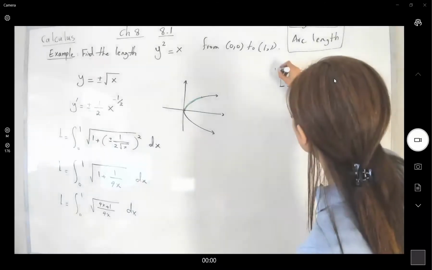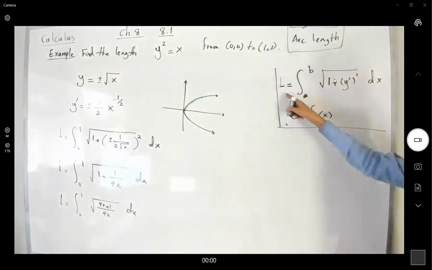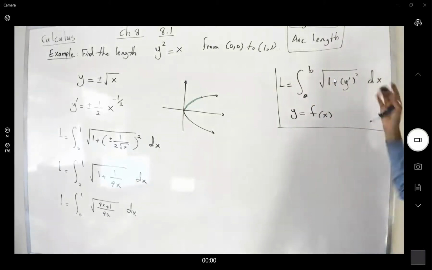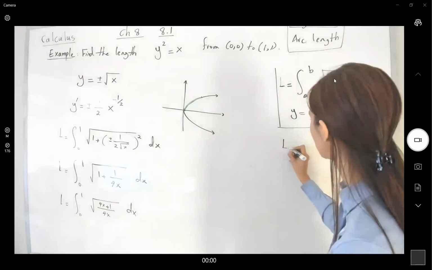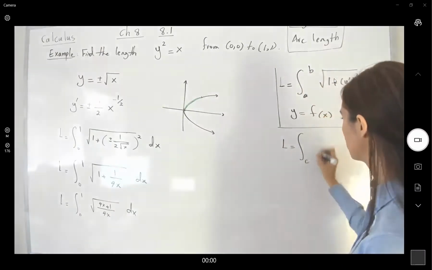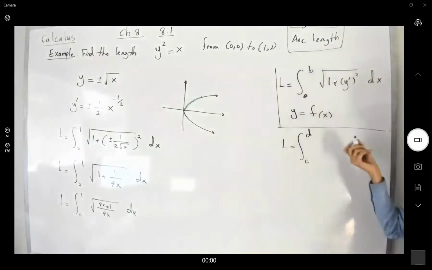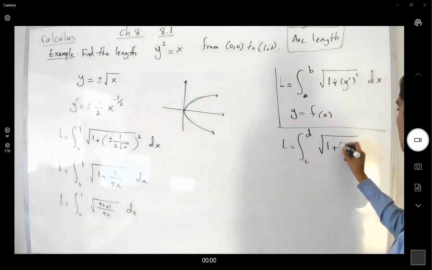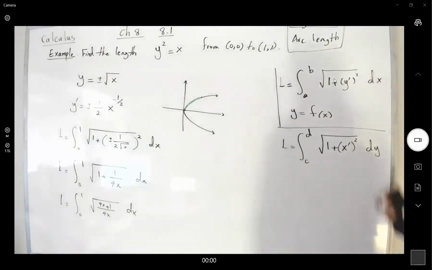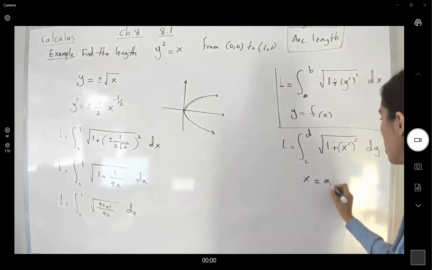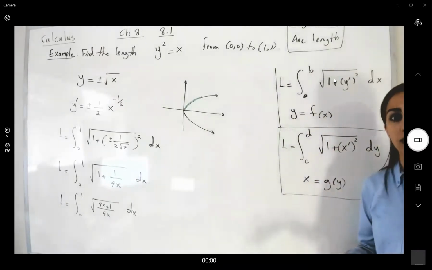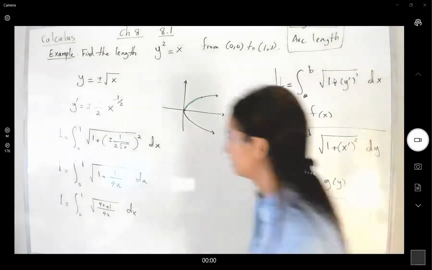So recall that if y is equal to f of x, we use L equals the definite integral from a to b of the square root of 1 plus y prime squared dx. What if I want to use the arc length with respect to variable y? Why not? Here you get the square root of 1 plus x prime squared dy, and x is a function of y. Let's try this. Maybe it helps us to calculate this integral in an easier way.